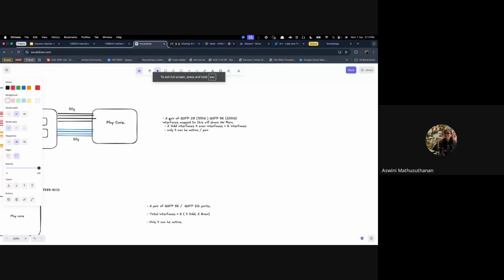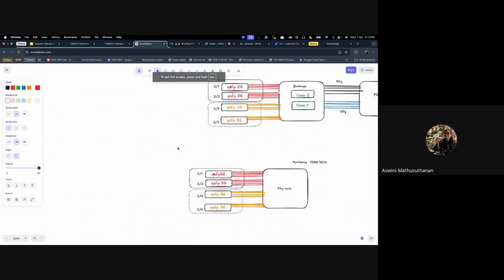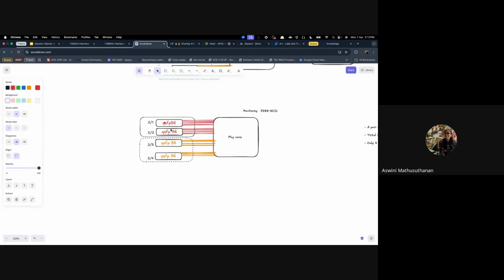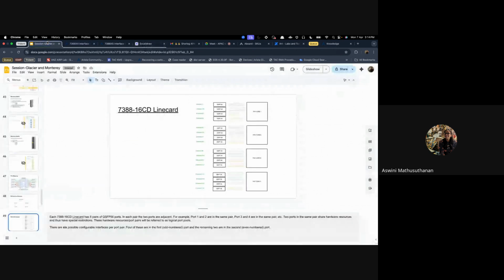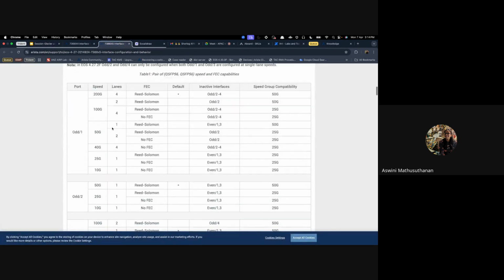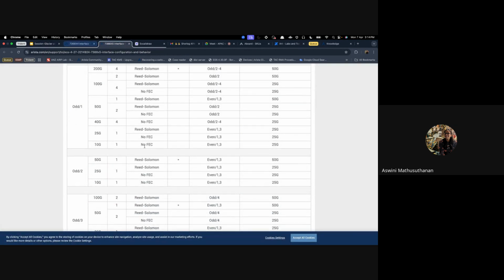So if we take a look at here, it goes like this. So 8 links are shared across this one. Similarly, all other interfaces also share the 5 core in pairs, and the speed is also similar to our Glacier chassis.